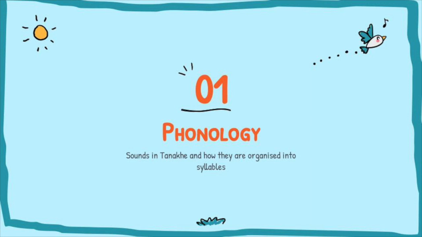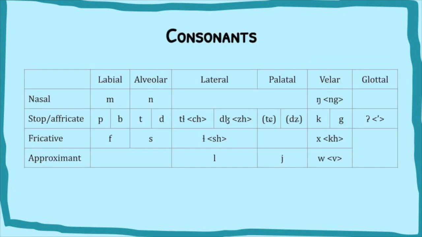So first, let's take a look at the phonology of the language. Tanakh has 19 consonants and 10 vowels. The consonants are ma, na, nga, spelled ng, pa, ba, ta, da, ka, spelled ch, dla, spelled zh, ka, ga, the glottal stop, spelled with an apostrophe, fa, sa, hla, spelled sh, kha, spelled kh, ya, la, and wa, spelled v.